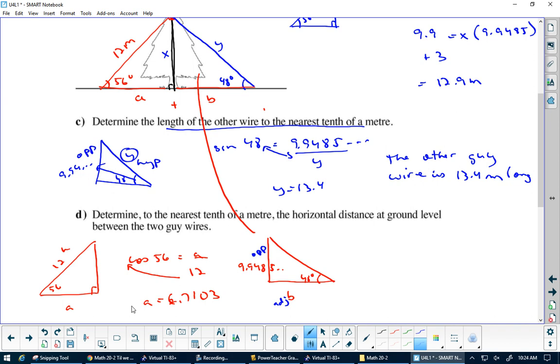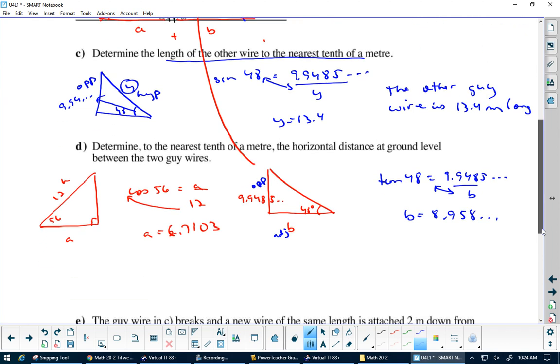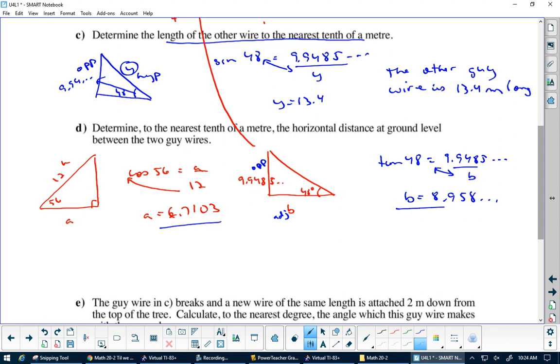So now it's just going to be tan 48 equals 9.9485 dot dot dot over B. These two will switch, and you will get B to equal 8.958 dot dot dot. Now we want to add these two together. A plus B equals 15.7 meters, rounded to the nearest tenth.